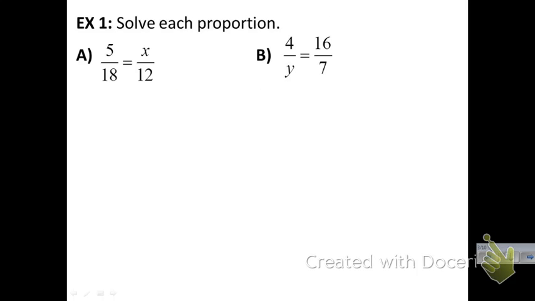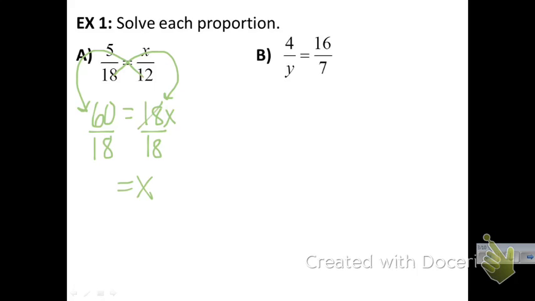So on example 1, we're going to solve each proportion. I'm going to use the Hart method. I'm going to take 5 times 12 is 60 equals 18 times x. And then to solve for x, we have to isolate it. To isolate it, we divide by 18. So x, the 18's divide out, we're left with x equals 3 1/3, or 0.3 repeating.